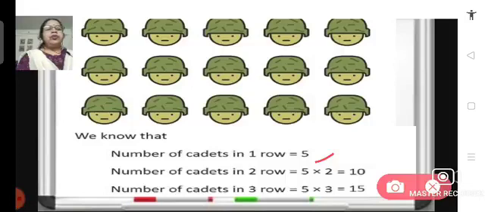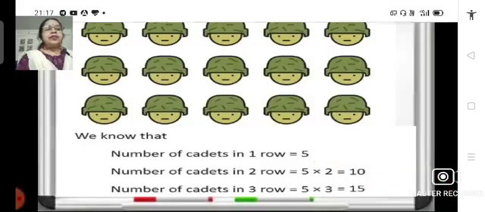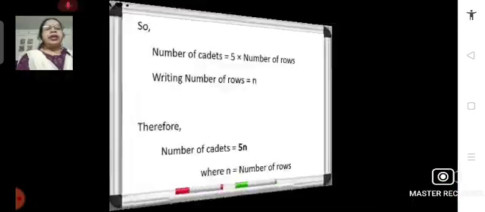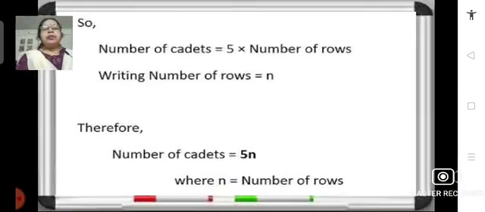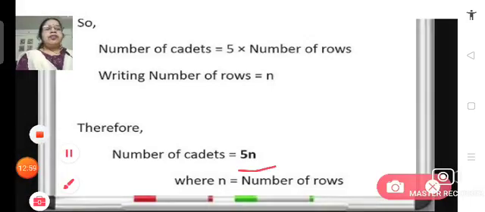In 2 rows it is 5 multiplied by 2, that is 10, and in 3 rows it will be 5 multiplied by 3, that is 15. For n rows, how many cadets will there be? The number of cadets for n rows will be 5 into n, that means 5n, where n stands for the number of rows, isn't it? So the number of cadets will be given by 5 multiplied by n, and n is the number of rows.